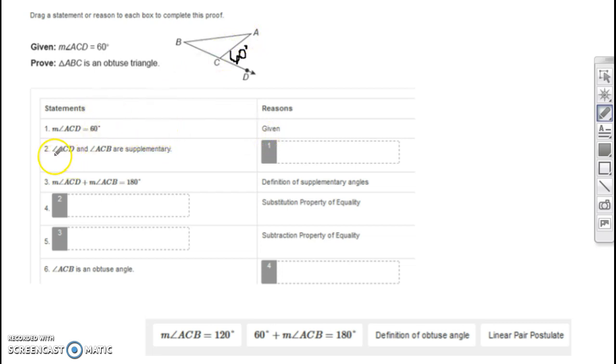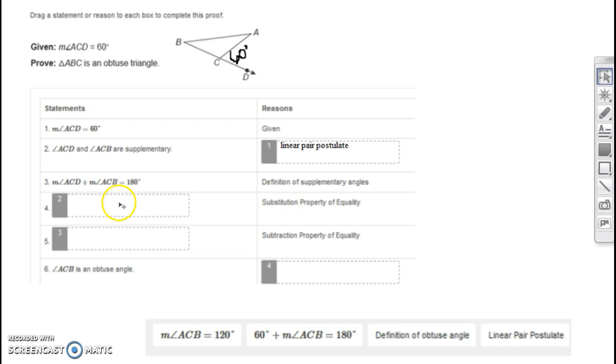The next thing it says is ACD and ACB are supplementary. So we have to look up here at our picture and say, how do we know that those two angles are supplementary? Well, it's because they form a straight line. Those are a linear pair. Anytime two angles form a straight line, they are supplementary by the linear pair postulate. All right, and then we have that they add up to 180 because that's the definition of supplementary angles.